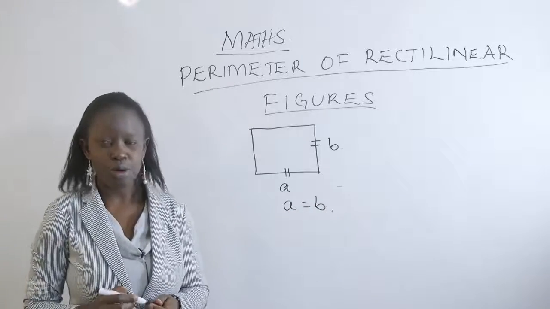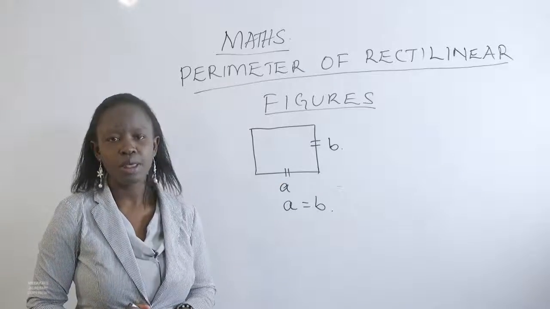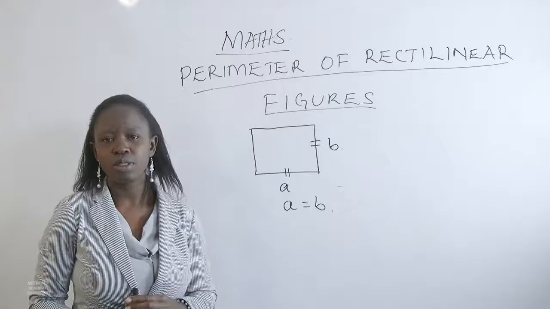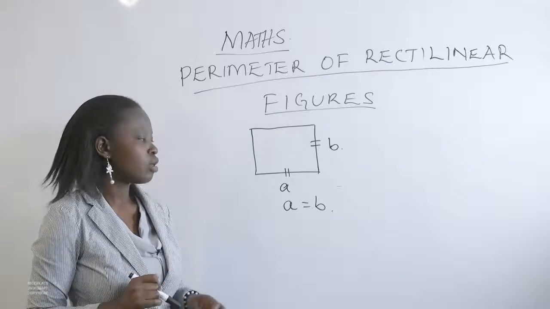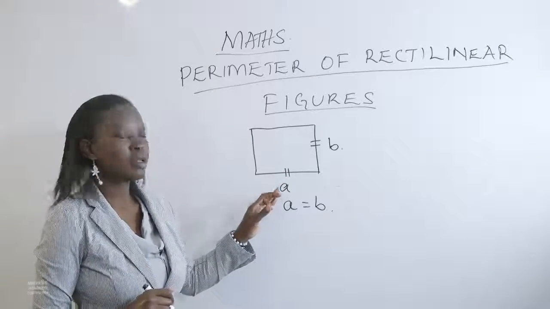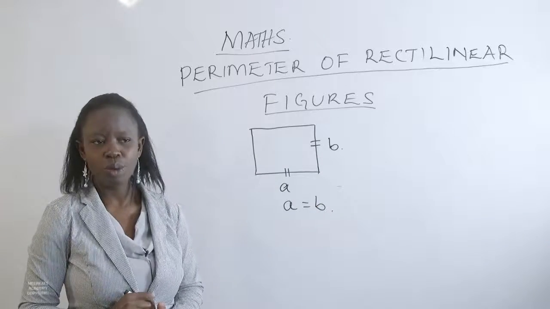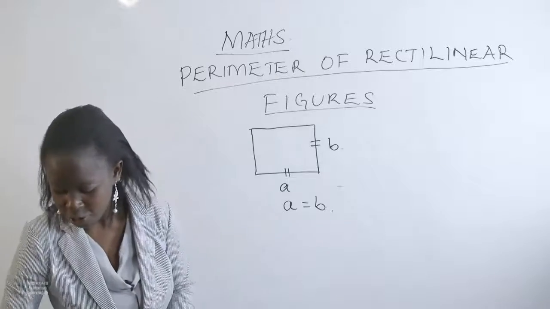So whenever you come across a figure that has markings on it, it is important to note that the sides that have the same markings are equal. So this simply means that side A is equal to side B. So we want to find the perimeter of various figures.